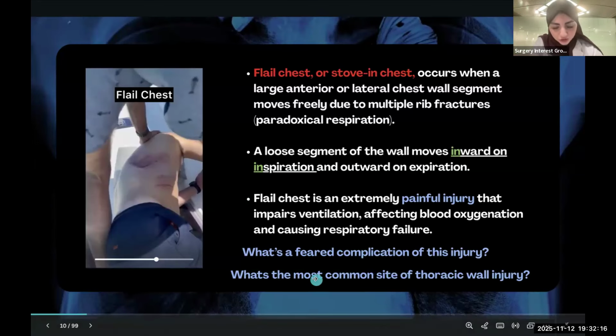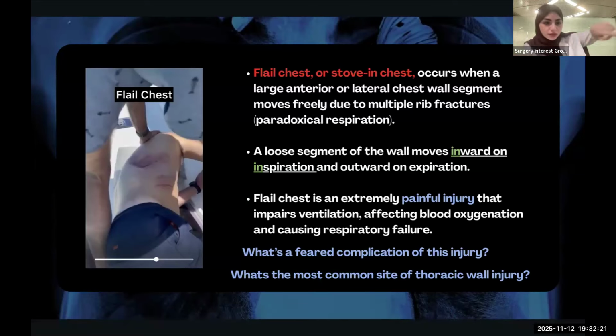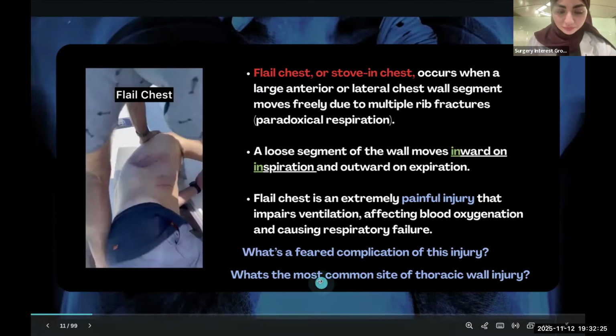And again, you guys answered this. What's the most common site? It's going to be the lateral or posterolateral, basically the arc of the rib. Make sense? Hopefully it does.